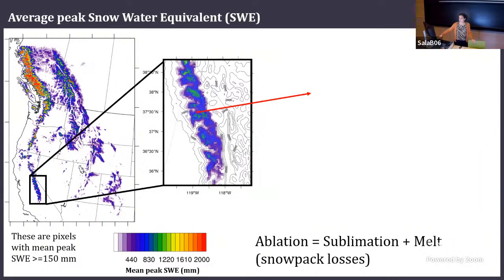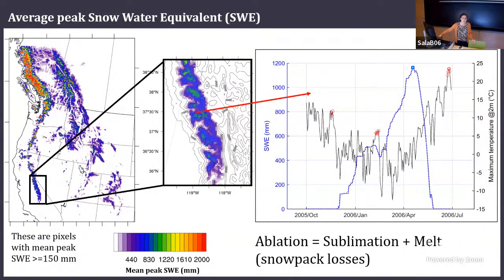The example here is taken in California, in the Sierras. It's 1 pixel, and in this graph, I'm showing you the daily maximum temperature in black, the winter warm spell events in red, and the snow water equivalent in blue. So we see how the snowpack evolves and accumulates during the winter, and then we have this particular winter warm spell event, which was synchronized with a decrease in the snowpack, and that is what we call ablation.